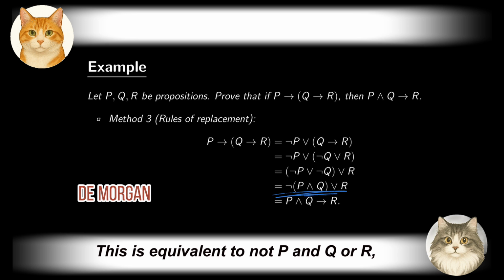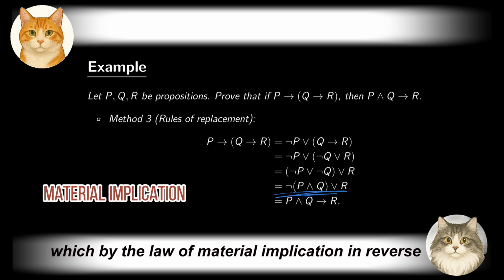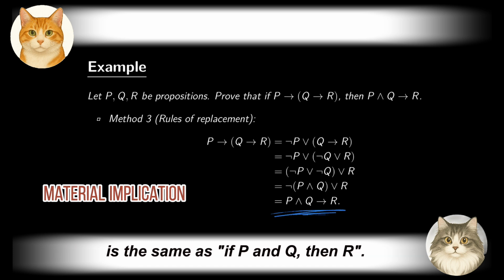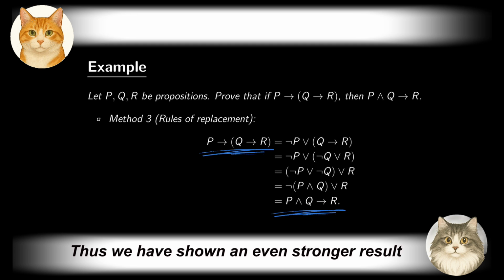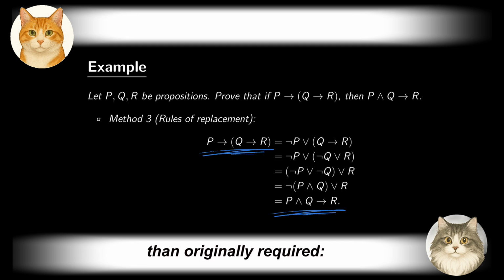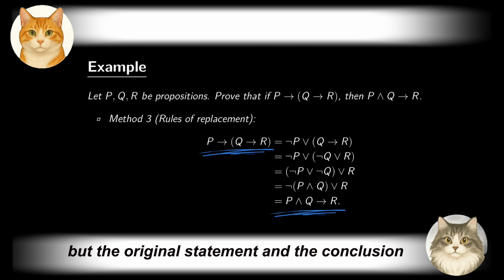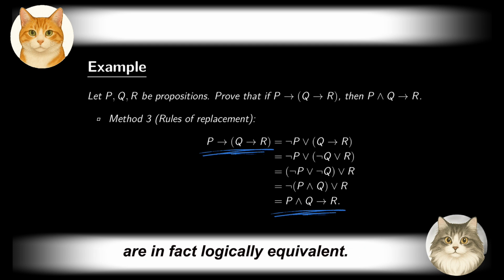This is equivalent to not (both P and Q), or R, which by the law of material implication in reverse is the same as if P and Q, then R. Thus, we have shown an even stronger result than originally required. Not only does the implication hold, but the original statement and the conclusion are in fact logically equivalent.